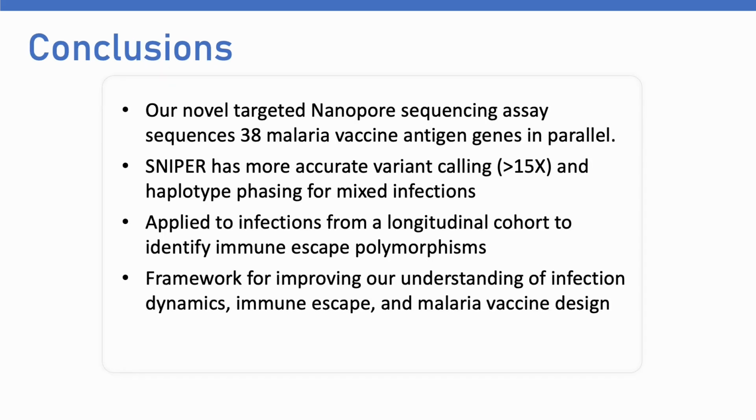So in conclusion, we've developed a novel targeted nanopore assay to sequence 38 genes in parallel. Together with our custom pipeline, we generated high-quality sequences for large numbers of samples in a single MinION run. Our pipeline has accurate variant calling above 15x coverage and includes haplotype phasing, enabling analysis of mixed infections, which are common in malaria. This approach provides a framework for improving our understanding of infection dynamics, immune escape, and vaccine design.